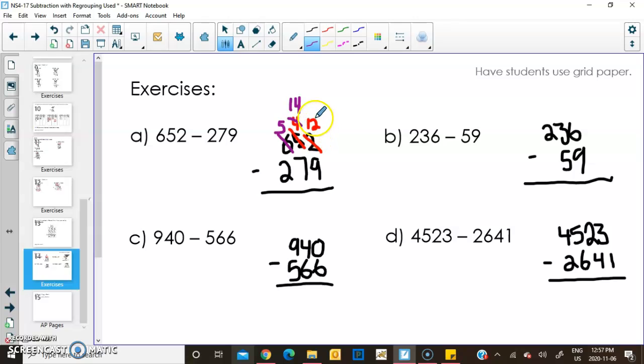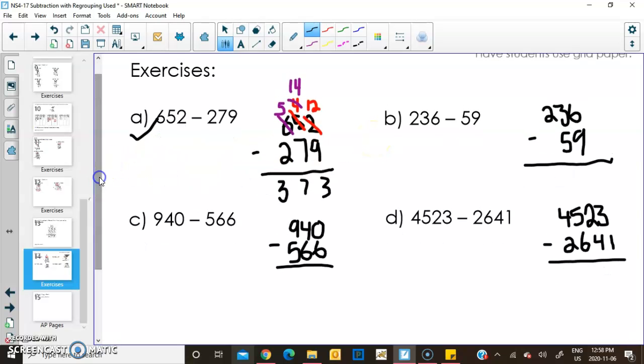Okay, now we are all done regrouping. So this is an easy peasy lemon squeezy question. So what is 12 minus 9? Good. 3. What is 14 minus 7? 7. And what is 5 minus 2? 3. You should have gotten 373.